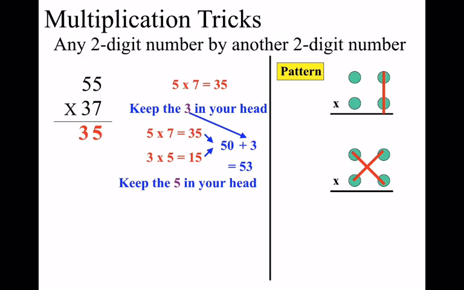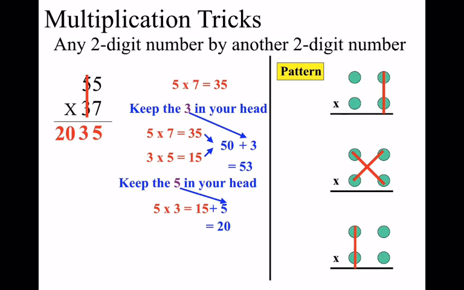And next I'm going to multiply the last two digits together, the 5 and the 3, and 5 times 3 is 15, plus the 5 that we had on our opposite hand or in our head, and that makes 20, and so that would make 55 times 37, 2035.